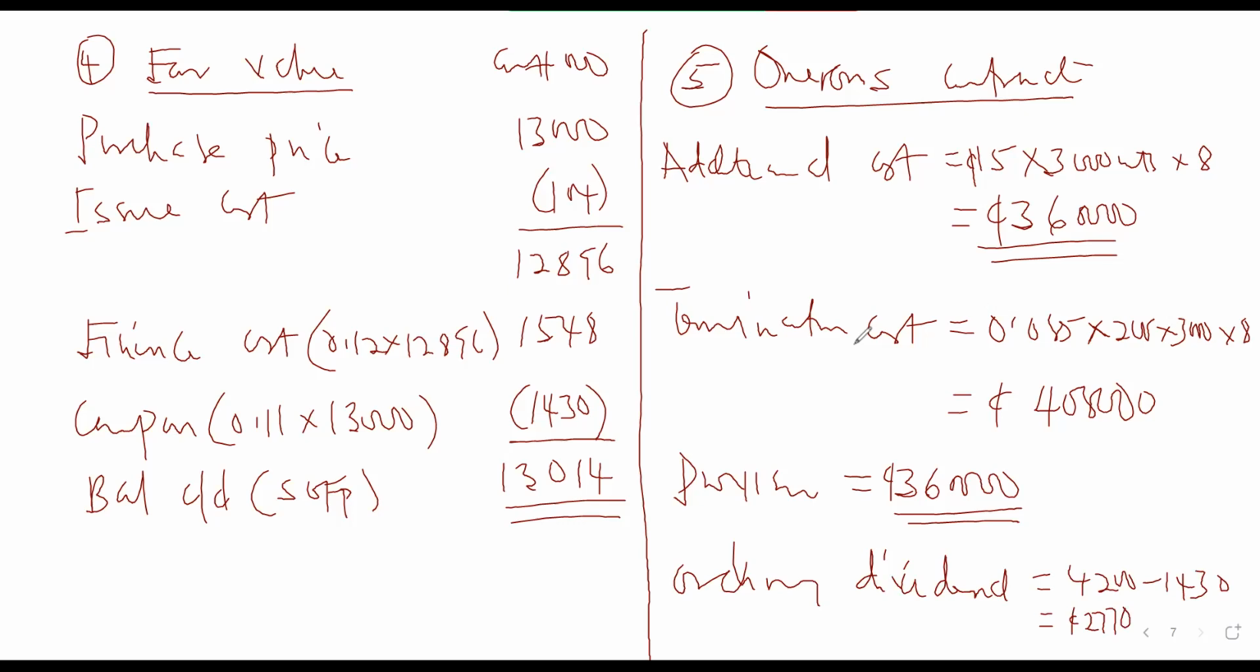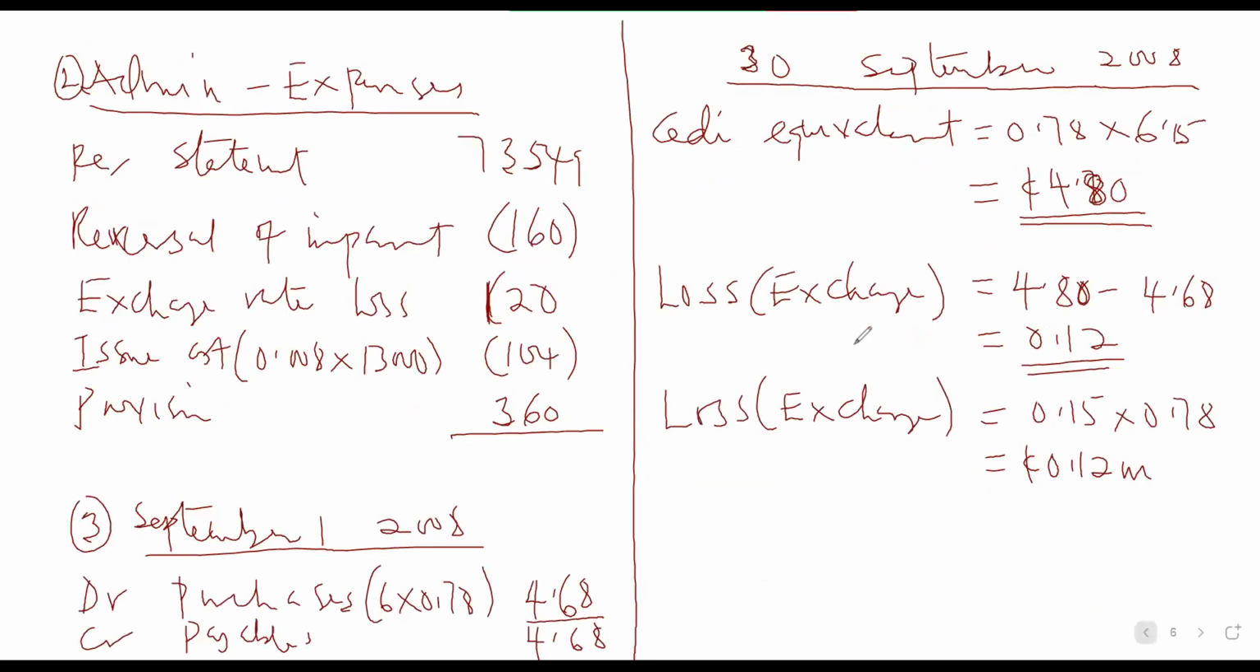Okay. Let's add the figures. Let's total our administrative expenses. How much are we getting for administrative expenses? 73,549 minus 160 plus 120 minus 104 plus 360. I'm getting 73,765. Yes, sir.